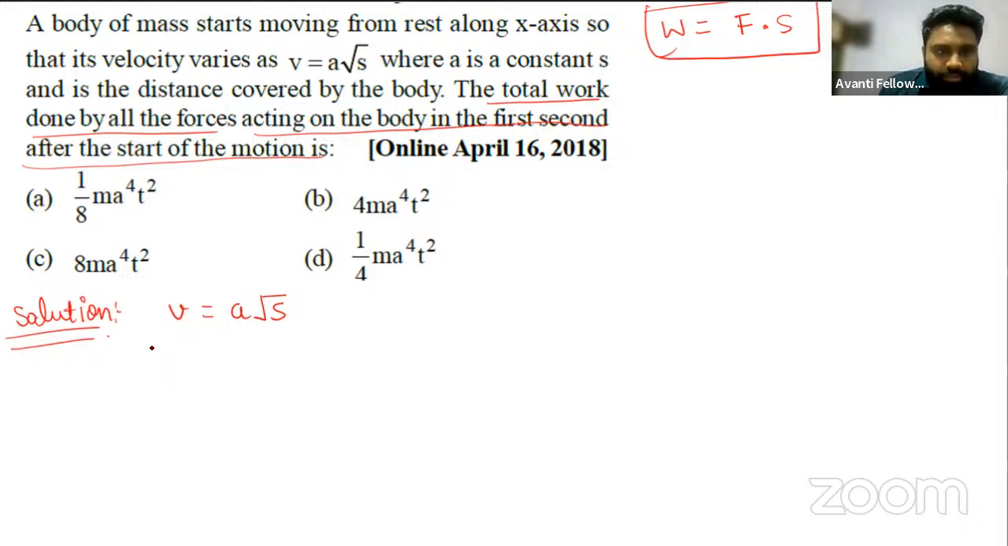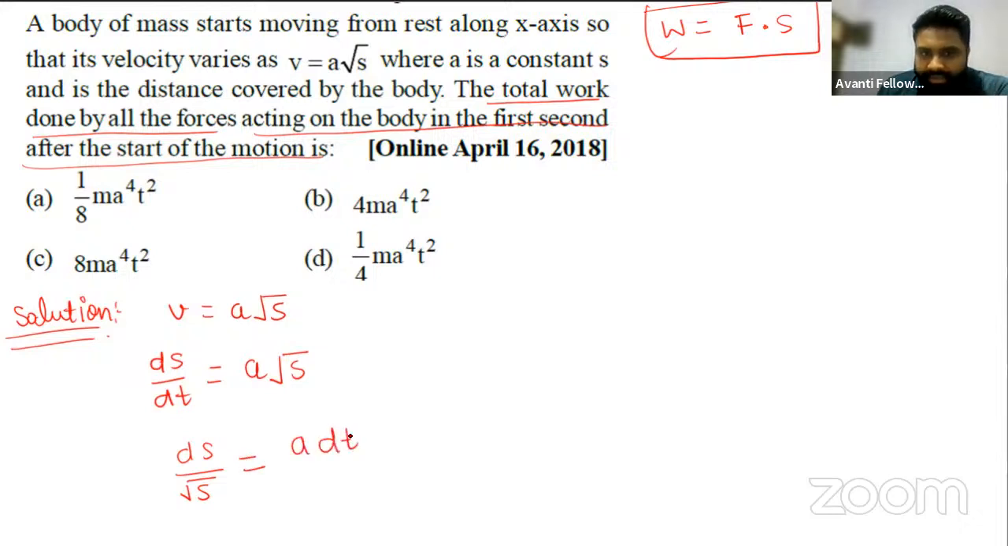Now, we know that v is nothing but ds by dt. And that is how we are getting ds by dt equal to a root s. Okay? So what you can say, you can integrate this. This will become ds by root s, you have to take the same variable to the same side, equal to a dt. Here a is not the acceleration. It is a constant quantity.